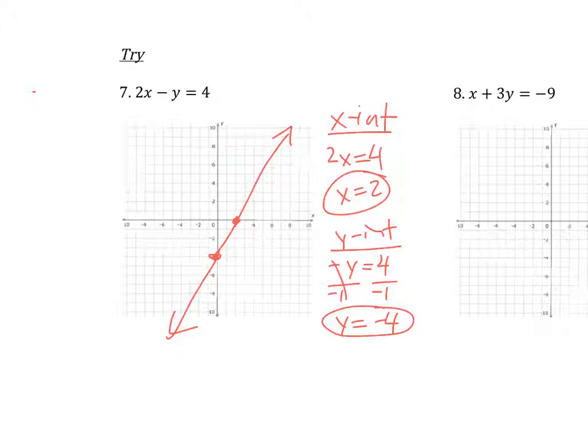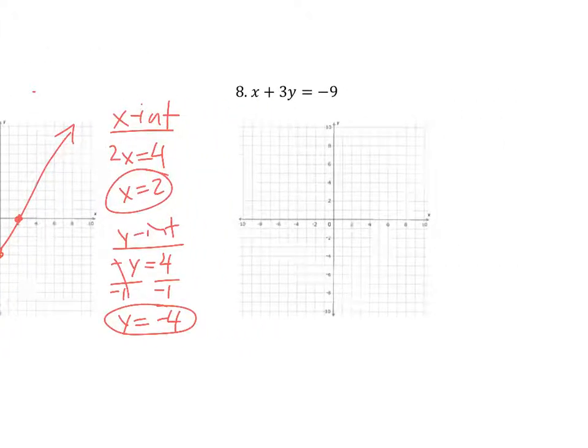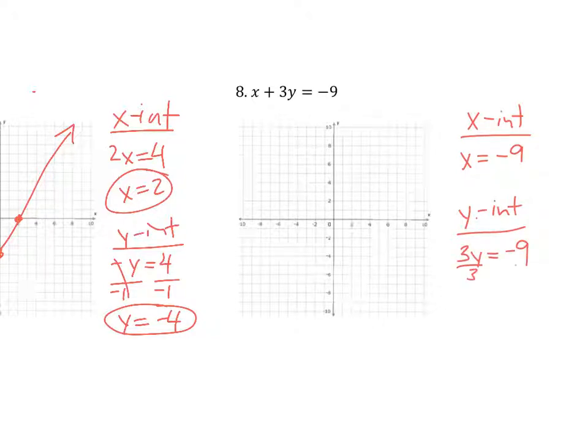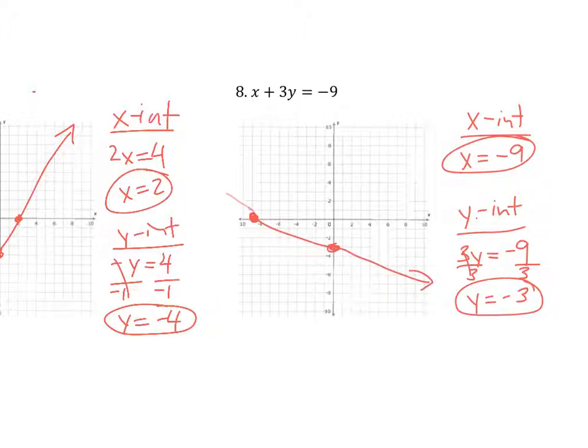Okay. Looking at number 8. For my x-intercept, cover up the y term, and I'm left with x equals negative 9. That one's already done for me. That's great. For my y-intercept, I want to cover up x. So if I cover up x, I'm left with 3y equals negative 9. Divide by 3. And y equals negative 3 for my y-intercept. So x is going to be negative 9. Y is going to be negative 3. Connect them with a line, and you're done.